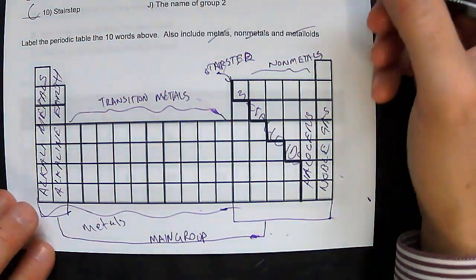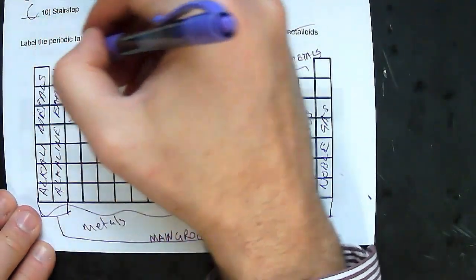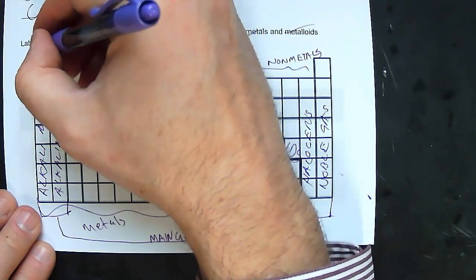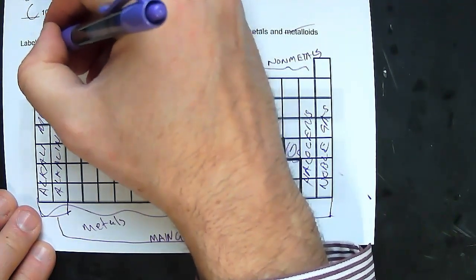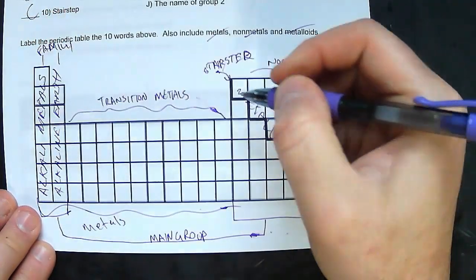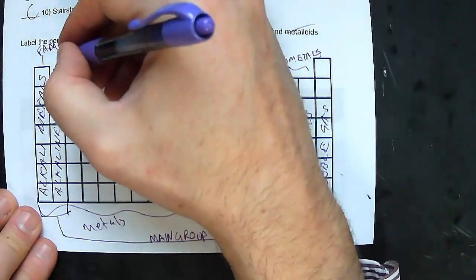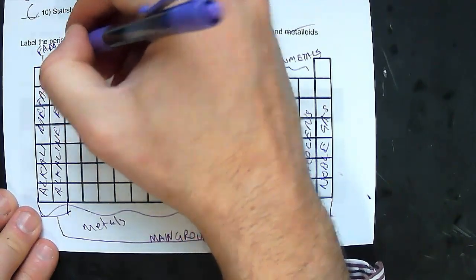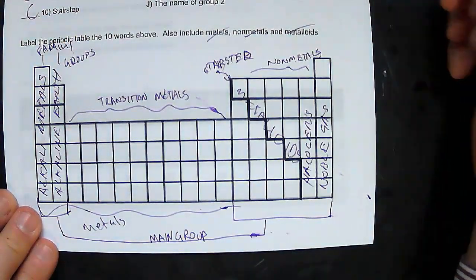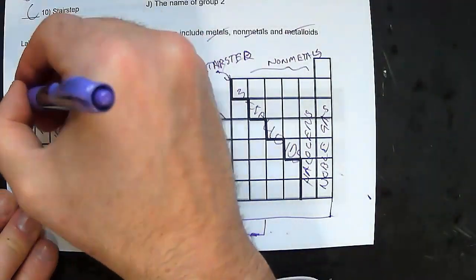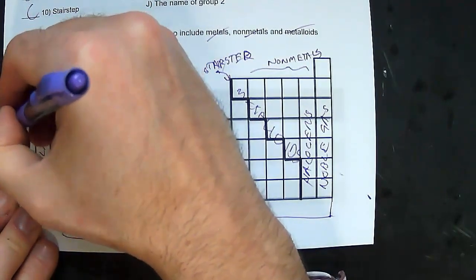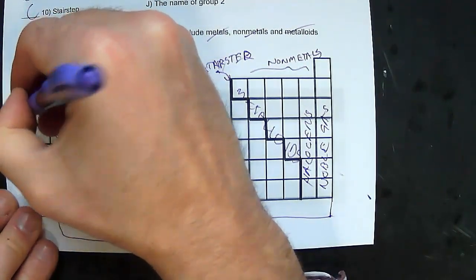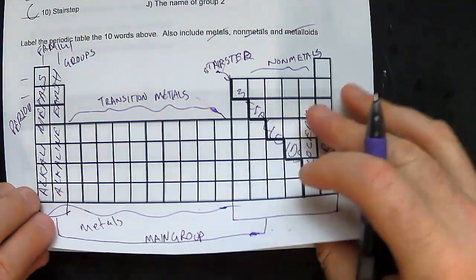Okay, and then a family. Okay, family. Okay, groups. Okay, families and groups. And then the last one is period. Okay, no cap. Okay, is that.